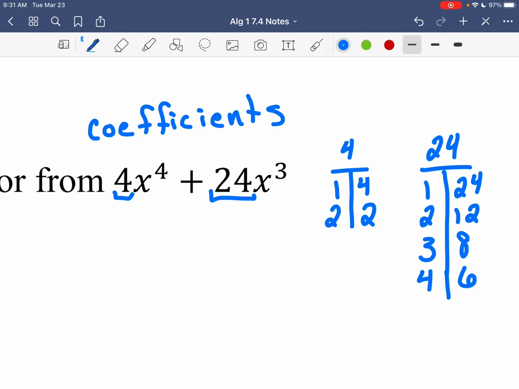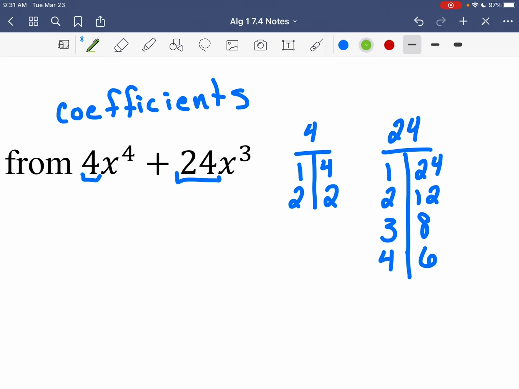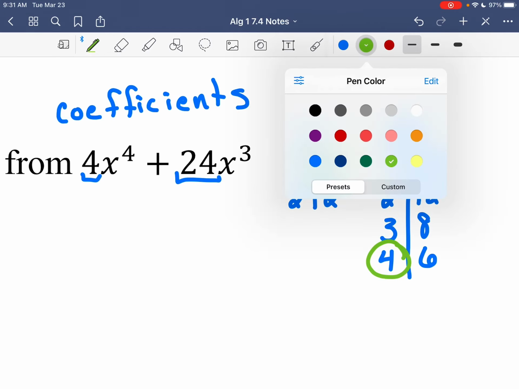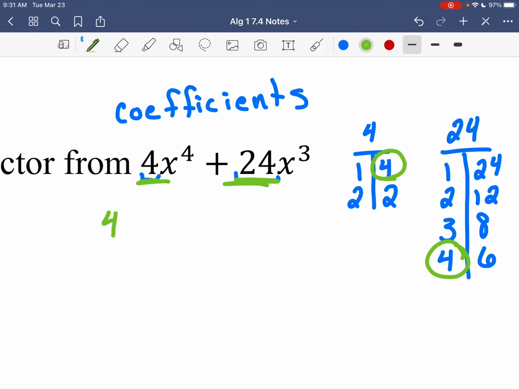So I'm looking for the biggest factor they have in common. Greatest. I'm looking for the greatest common factor. What's the biggest number they both have in their list? 4. So that tells me my greatest common factor between 4 and 24 is 4. Another way of checking this is to pick the smaller of the numbers, 4, and see if it goes evenly into the 24. If it does, that's your greatest common factor. 4 goes evenly into 24, so it's 4. So I know for my coefficients, my greatest common factor is the 4.